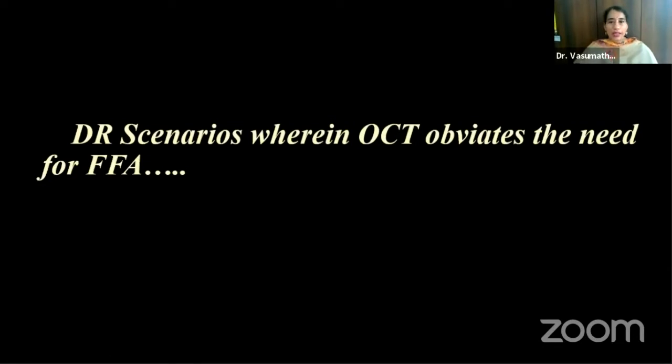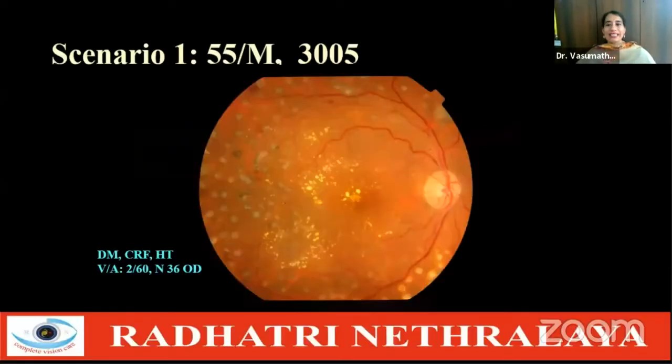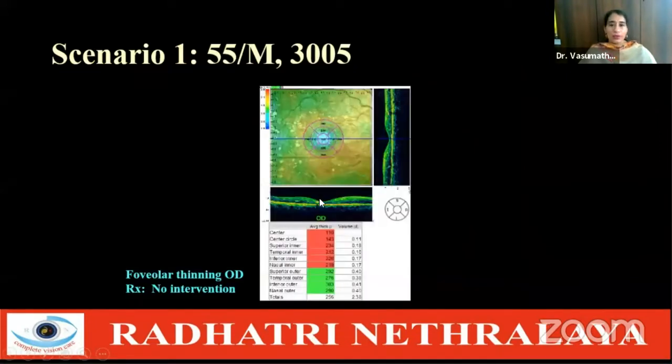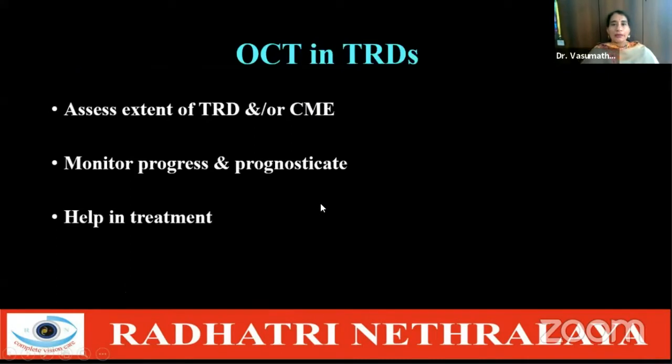So there are certain scenarios in which OCT obviates the need for FFA. You don't need an FFA. This is a diabetic patient with chronic renal failure, vision only 2/60. Some hard exudates are there, but why is the vision so poor? You do an OCT, you can't do an angiography because the nephrologist is saying no. So you see that there's so much inner foveolar thinning with deep retinal exudates. So this patient's visual acuity is unlikely to improve much. So no intervention.